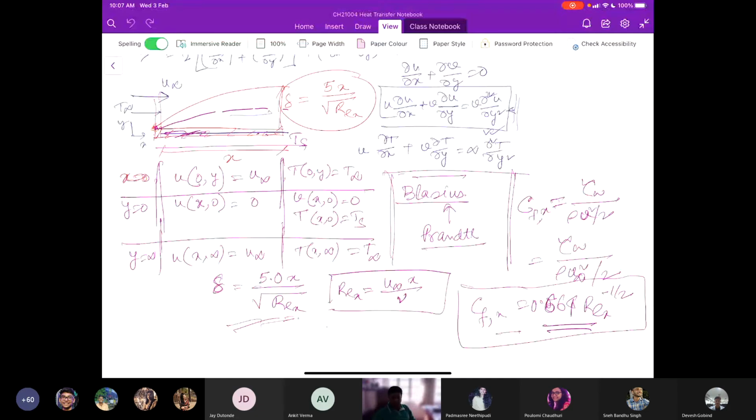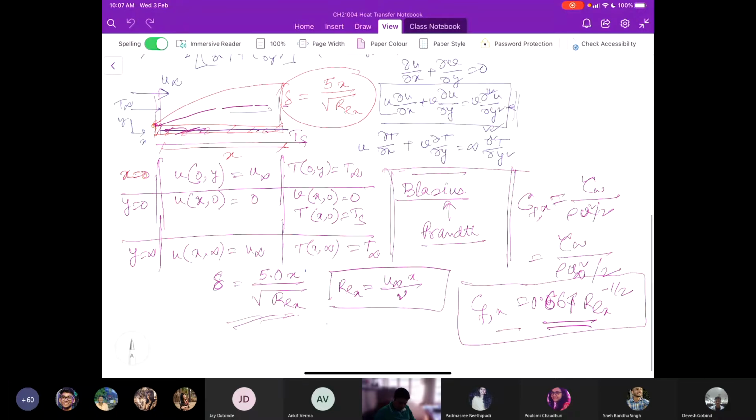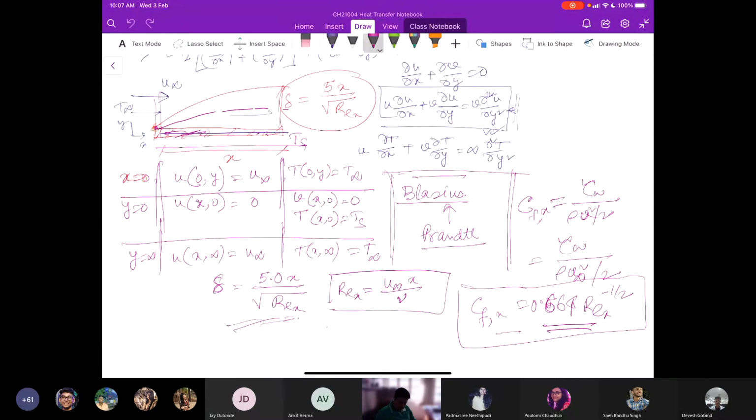In the last class, if you remember, the notes are already in front of you. Where we stopped is that we have understood that if the flow is over a flat plate, an isothermal flat plate, the hydrodynamic boundary layer thickness depends on the local Reynolds number at that position and the distance from the leading edge.